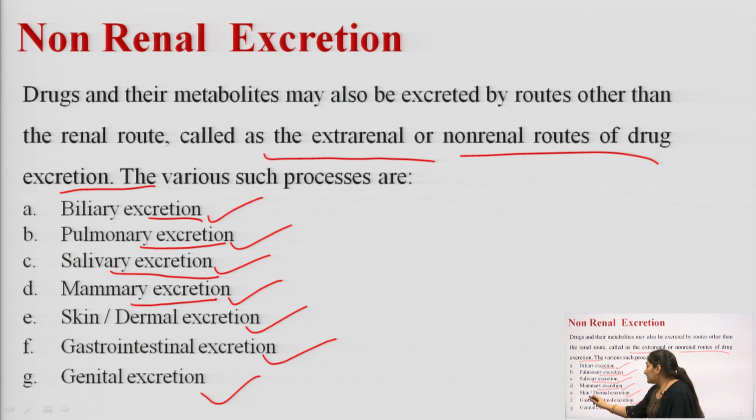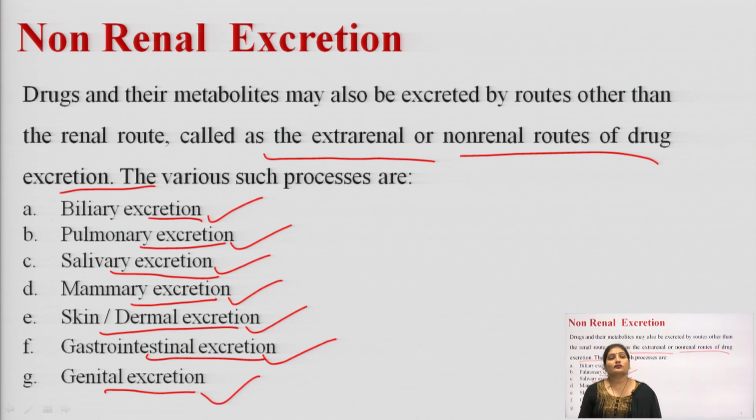Okay. When the drug excretion takes place through the skin or through the sweat, then it is called the dermal excretion. When the drug excretion takes place through the GIT, then it is called the gastrointestinal excretion, and when genital organs or the reproductive tract are involved, then it is called the genital excretion.